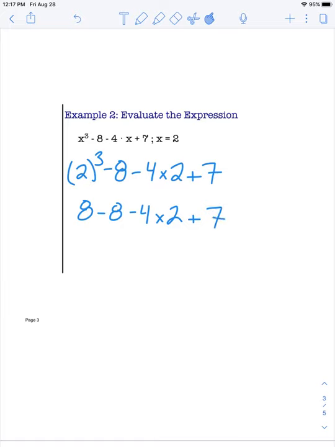All right, next I do my multiplication and division. I see 4 times 2, that's 8. So now we have 8 minus 8 plus 7. And now it's just addition and subtraction, so we're going to work left to right.